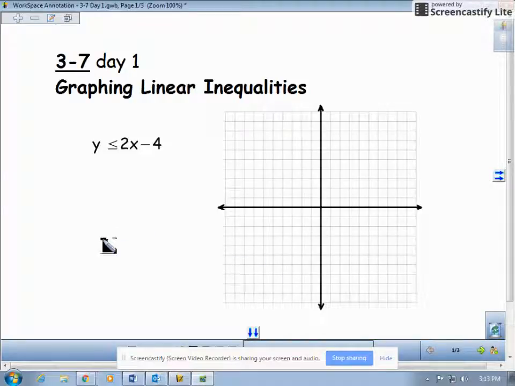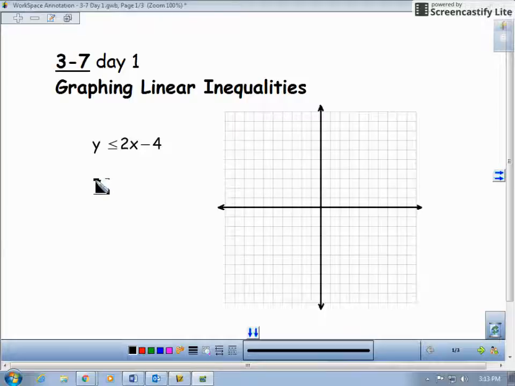Okay, guys, we're going to talk today about graphing linear inequalities. We're going to split 3-7 into 2 days. What you need to remember here is I need to graph this, guys, in just the same way that I would graph y equals 2x minus 4. Now, when I go to finally graph it, we'll talk about this inequality and what this does here.